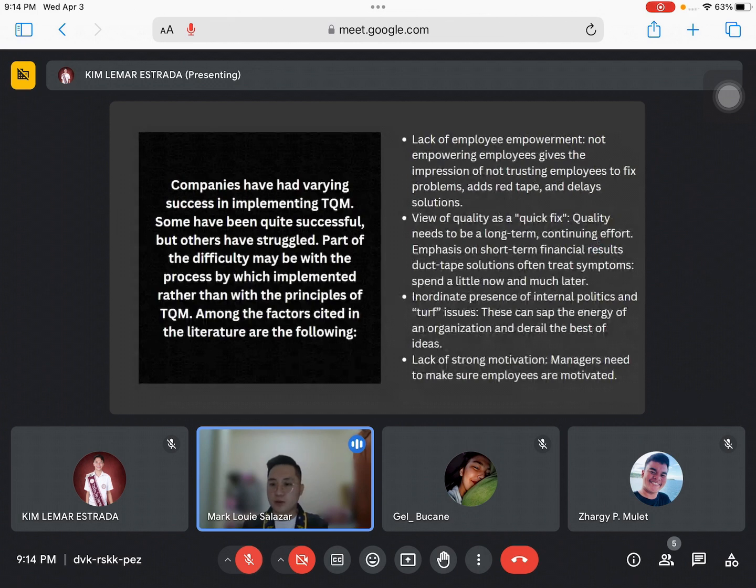So, lack of employee empowerment. So, not empowering employees gives the impression of not trusting employees to fix problems, adds red tape, and delays solutions. So, example ani kay kana sa retail store sa cashier o sa IT development sa department. So, if kailangan jud ma-address ang needs sa employees, so dapat dili ay kung maka-result mo gani siya slow service kung di ma-atag sa customer ang ilang satisfaction o kining dili mga tarong o kuan sa manager ang ilang kaning sa retail store.